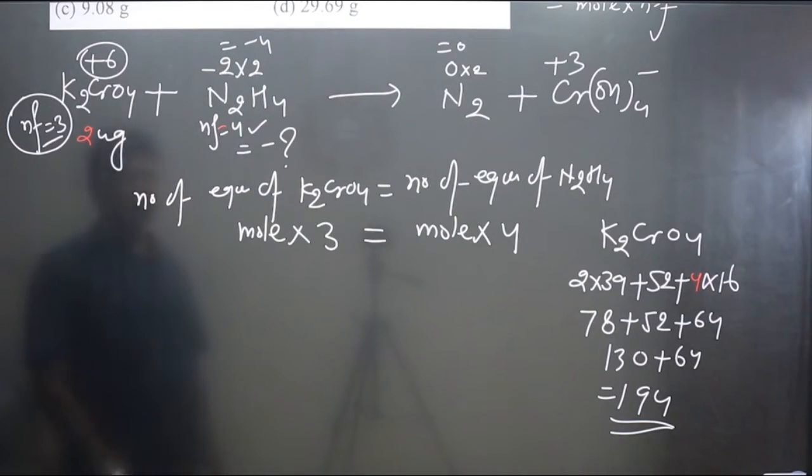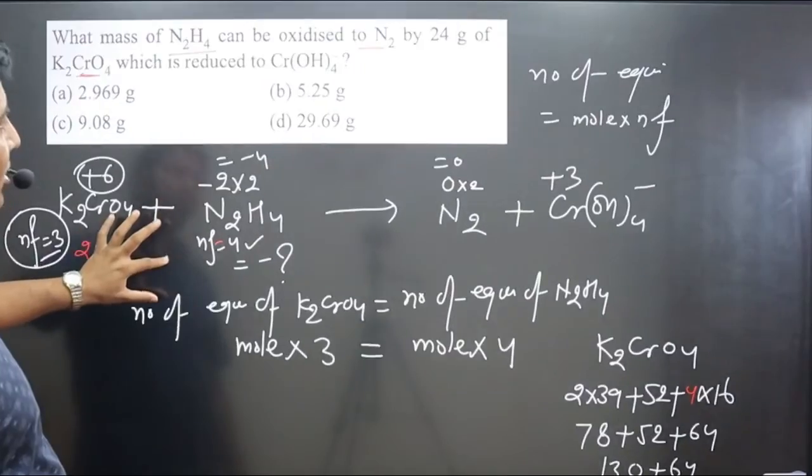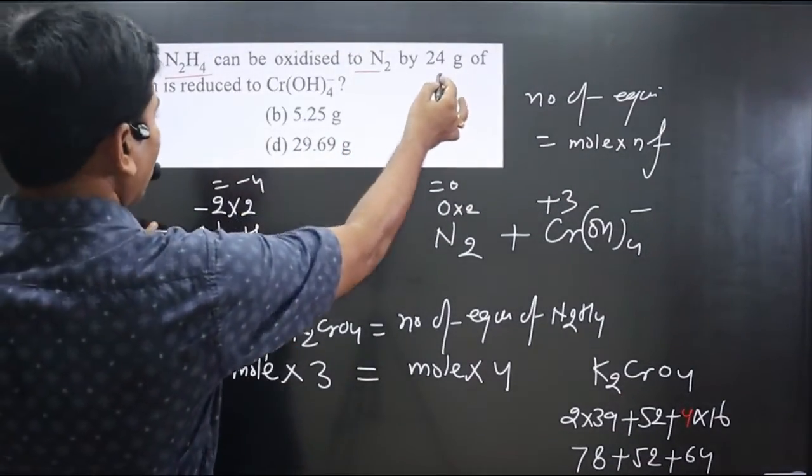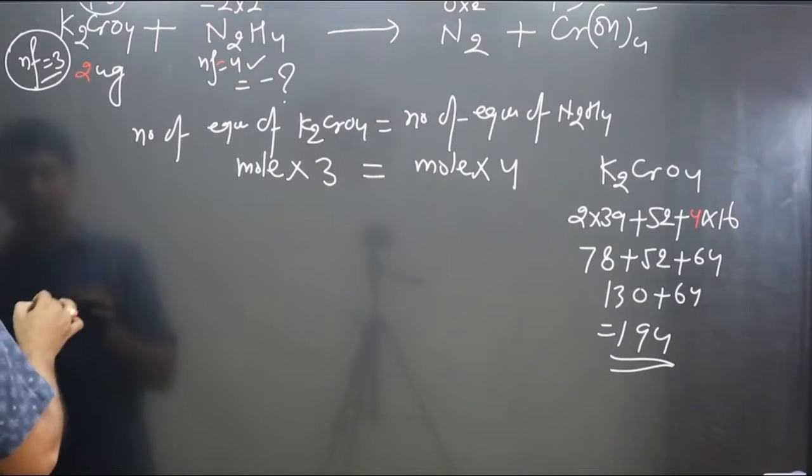Pay attention carefully. We have the mass of K2CrO4. How much mass? 24 gram is given there. So mass divided by molar mass.